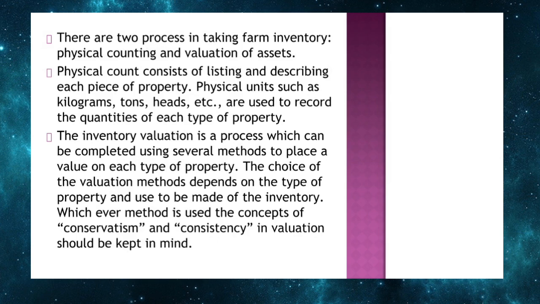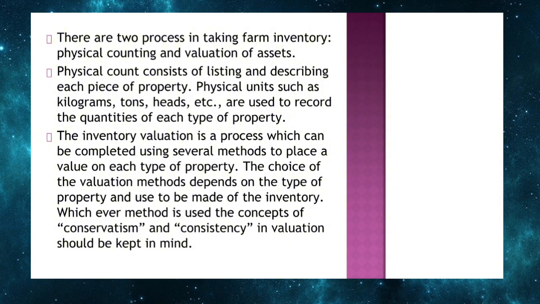In this slide, we see that farm inventory must be expressed in monetary value for it to be useful in financial analysis. Two key processes are involved: physical counting and valuation. Physical counting means listing and describing each item and recording its quantity. Valuation means assigning a monetary value to each asset based on an appropriate method. These processes ensure that the farm inventory reflects accurate and realistic values, which are essential for preparing financial statements and making informed decisions.